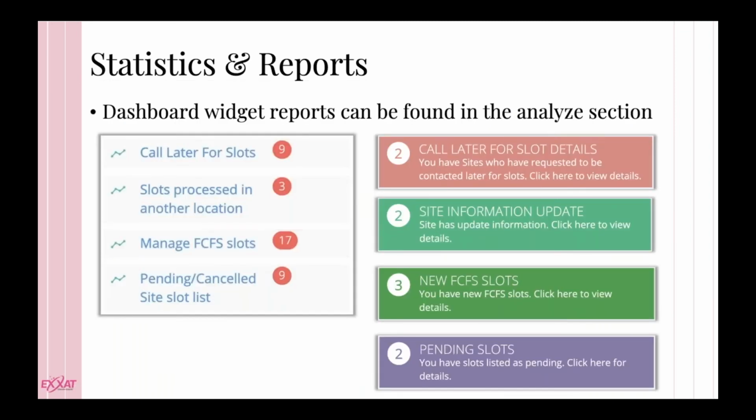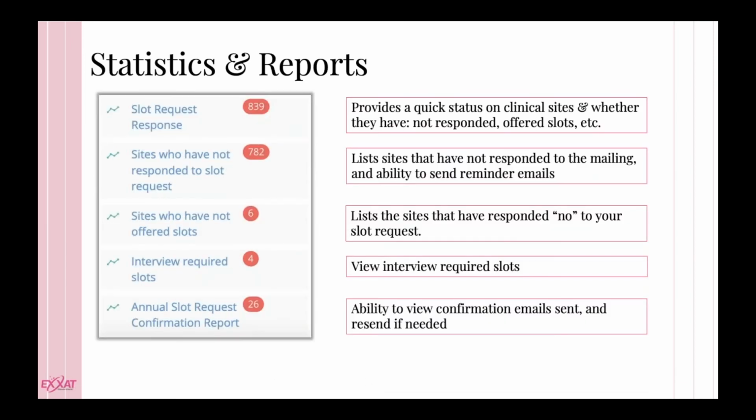And then circling back to the dashboard widgets. So this is what it looks like on the dashboard. And this is what it looks like on that right menu within the Analyze tab. So you've got the call later for slots, slots processed at another location, manage first come first serve slots, and then pending canceled slot list. The pending is what is the important thing here. Canceled you're not going to have really yet, but the pending are any of those slots that have not yet been confirmed through the slot request process by your sites.